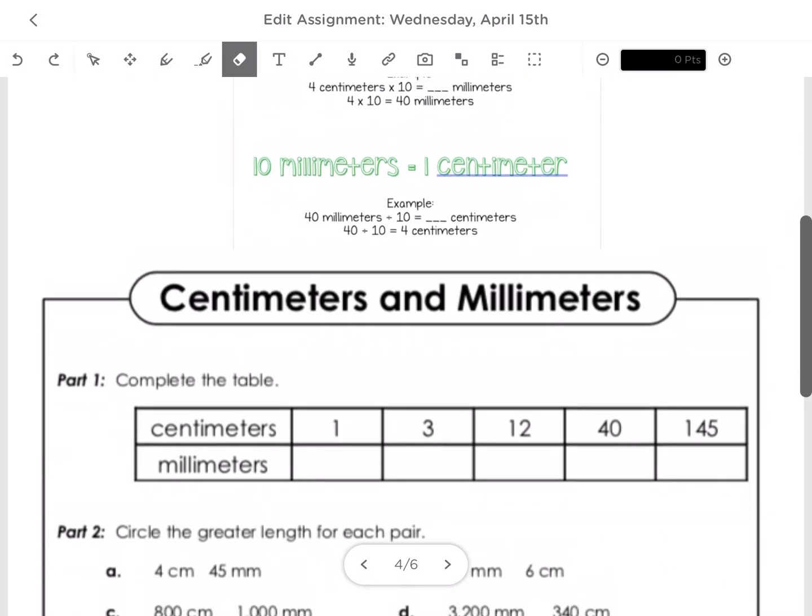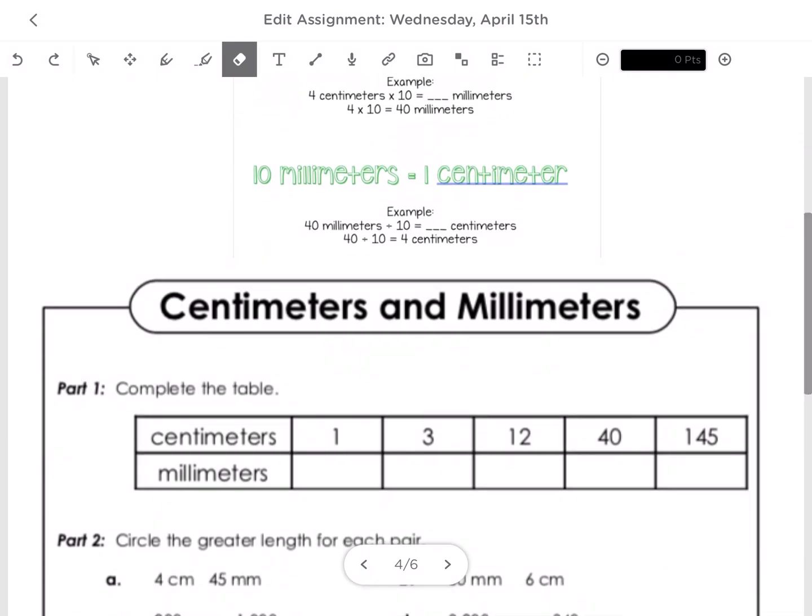And then vice versa. If you know your millimeters already, you know that 10 millimeters is equal to 1 centimeter. So depending on how many millimeters you have, you're going to divide it by 10. So if I had 40, then I would divide it by 10, and you would get your 4 centimeters.